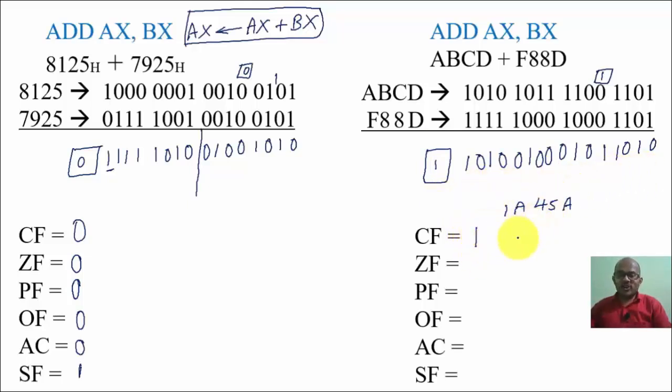Now carry flag is 1. Is the result 0? No, right? So zero flag is 0. Now if I am talking about the parity flag, I need to talk about the lower 8 bits. So how many 1s are there? There are an even number of 1s. So parity flag is set to 1.